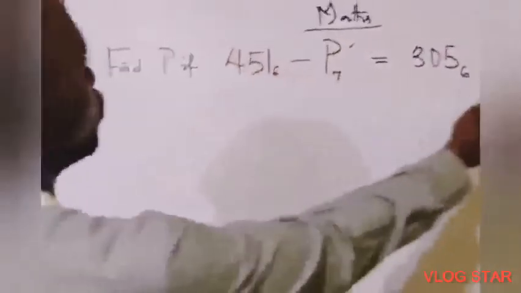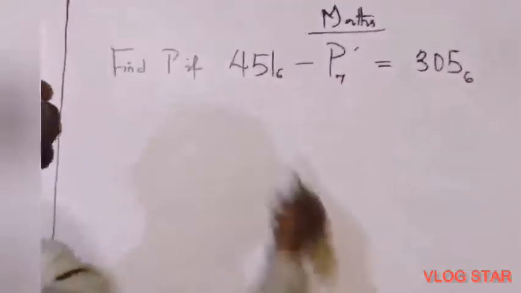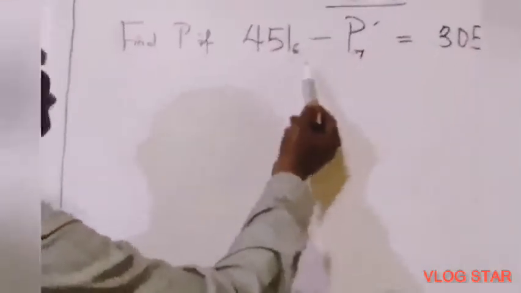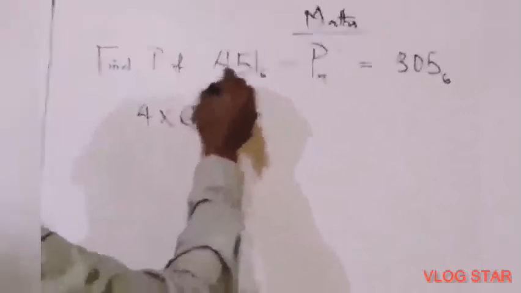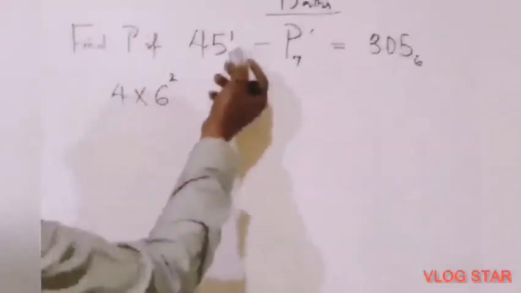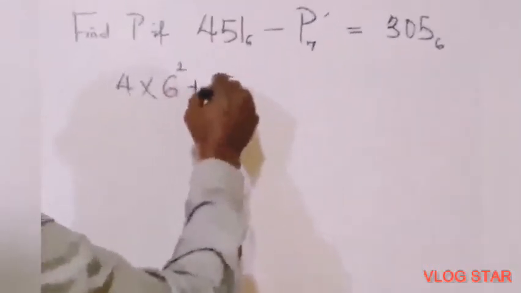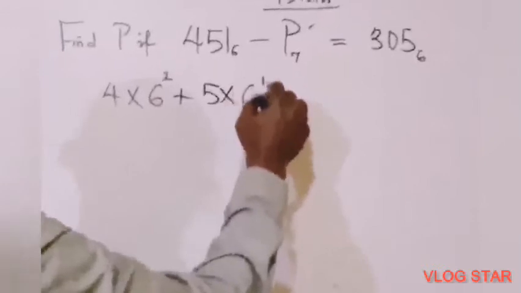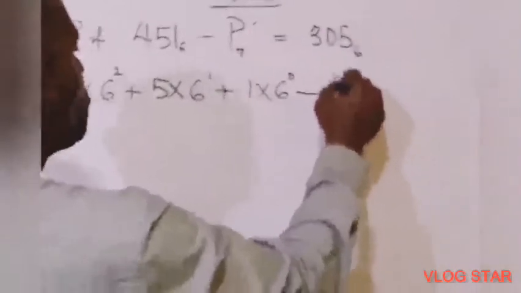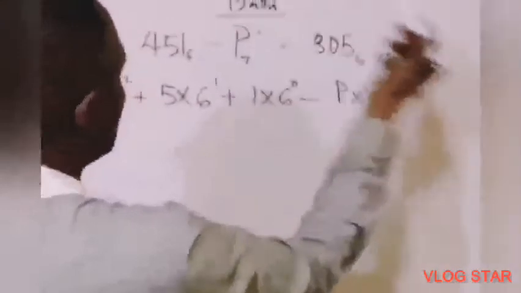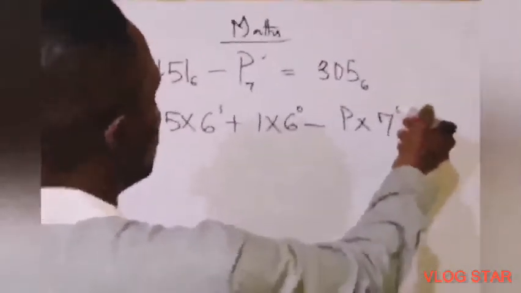Now, to convert these to a number in base 10, like in our first class, what you have to do is, you multiply each of these digits by the base raised to the number of digits minus 1. So here you have 4 times 6 to the power of 2, because there are 3 digits here. 3 digits minus 1 will give you 2. So the power becomes 2. Plus 5 times 6 to the power of 1 plus 1 times 6 to the power of 0 minus P times 7 to the power of 0. You just have P, just a digit there. Now it becomes the power of 0 here.